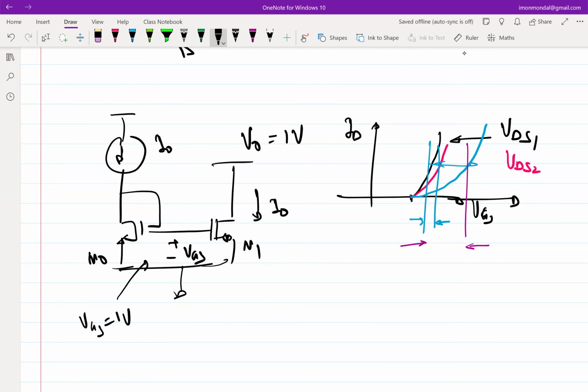They're identical. But let's say V naught now increased for some reason. I don't know what, something was connected here. Because of that, this increased.